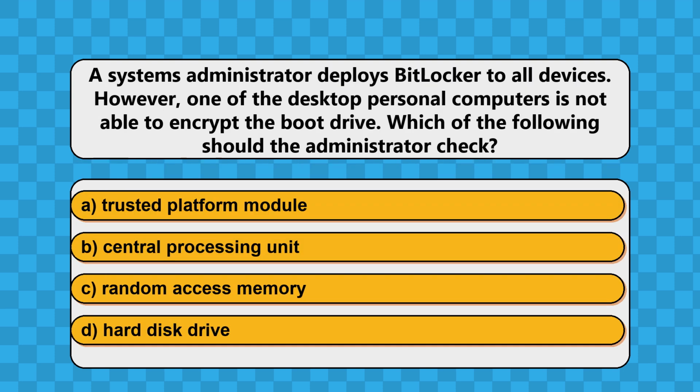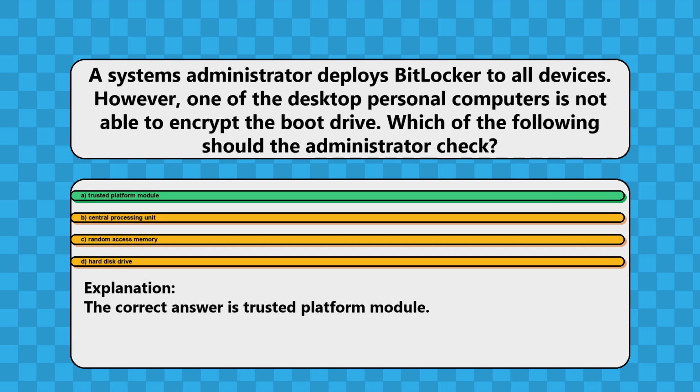Question 11. A systems administrator deploys BitLocker to all devices. However, one of the desktop personal computers is not able to encrypt the boot drive. Which of the following should the administrator check? Option A, Trusted Platform Module. Option B, Central Processing Unit. Option C, Random Access Memory. Option D, Hard Disk Drive. The correct answer is option A, Trusted Platform Module.